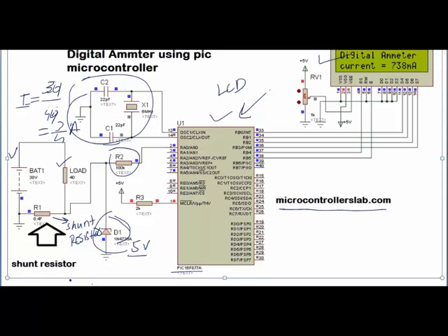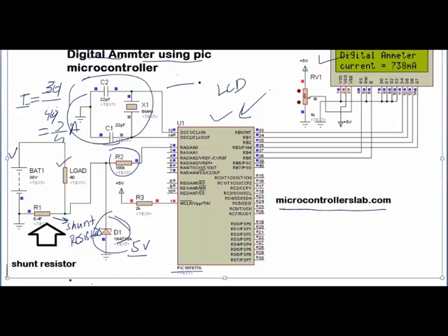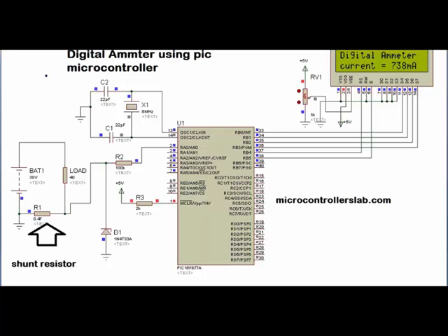So this is the basic circuit of a digital ammeter using PIC microcontroller. So now let's discuss the programming part of the digital ammeter using PIC microcontroller.